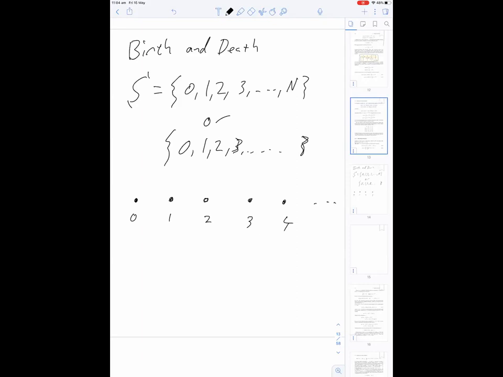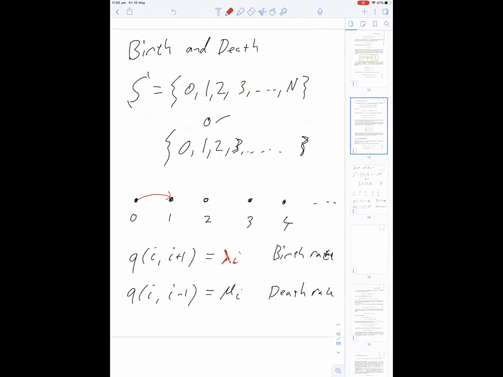Now the key story is that from state i to i plus 1, you have what you call lambda i. And from state i to i minus 1, you have a mu i. So this is what you call the birth rate, and this is what you call the death rate. Your birth rate lambda i is going from state i to state i plus one. So this is lambda zero, this is lambda one, and this is lambda two, etc. Don't confuse these lambdas with the diagonal of the generator matrix that we also sometimes denote by lambda. And the death rate, this is mu one, this is mu two, this is mu three, et cetera.